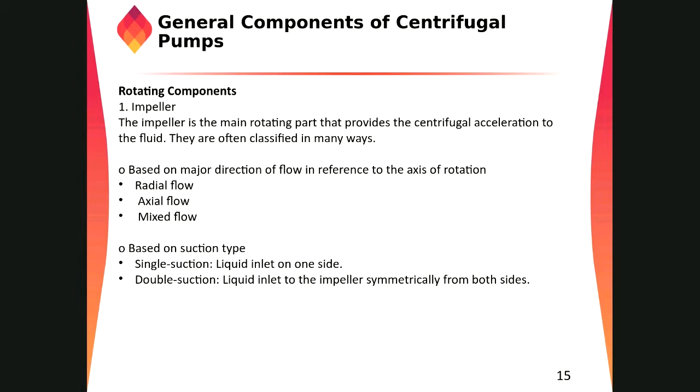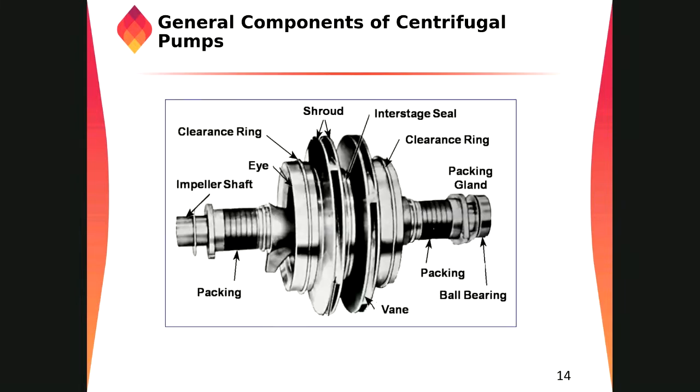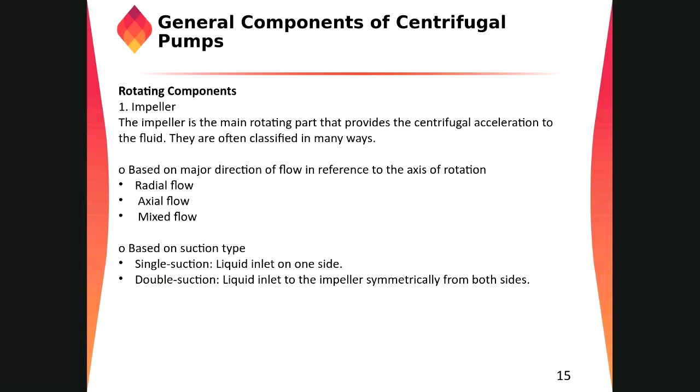A double suction pump is like that. Suppose this is one impeller, and in this impeller, water is coming from both sides, from one side and from the second side, and then going to the discharge line. This is a double suction impeller, and this is a single suction impeller. In most cases, we use the single suction impeller in fire protection systems.